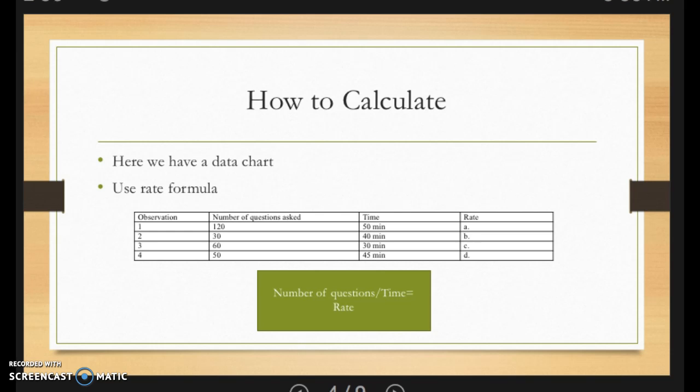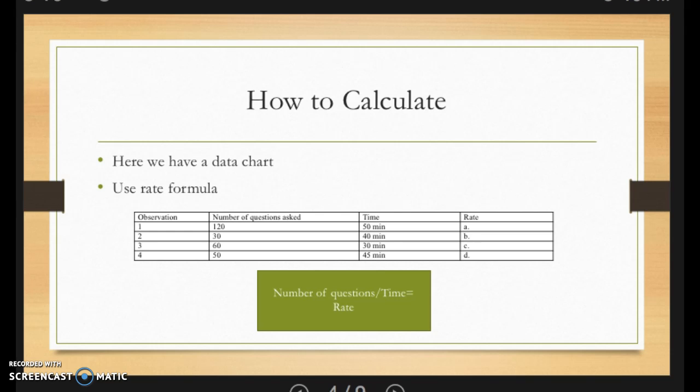Let's think about what this data chart is showing us. In the far left column, we have the number of observations that were done, our trials, and next to that, to the right, the number of questions asked. That seems to be our behavior that we're observing, that we're counting. And then we have a time measurement. So how much time has elapsed while we've counted the behavior? We have that in the next column to the right.